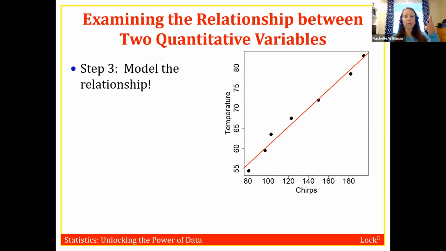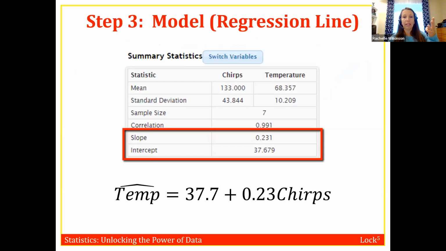And the type of model that we use is called the least squares regression line. And it has that kind of basic slope intercept type form. So again, here in StatKey, we can get the slope and intercept to come up with the equation for our least squares regression line. So here we have predicted value for temperature is equal to 37.7 plus 0.23 times chirps.